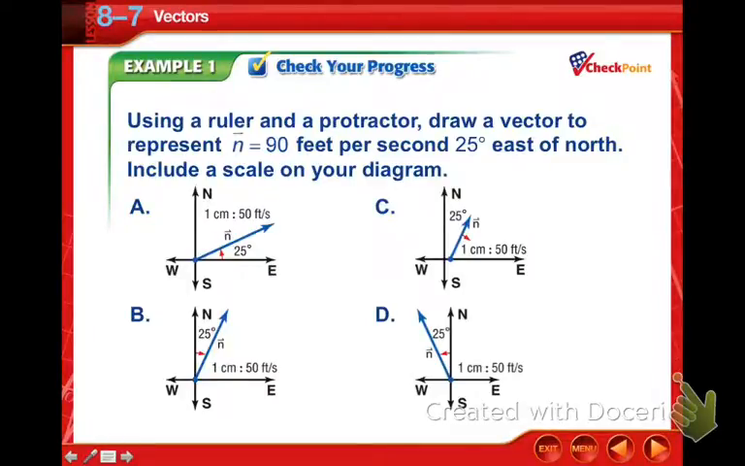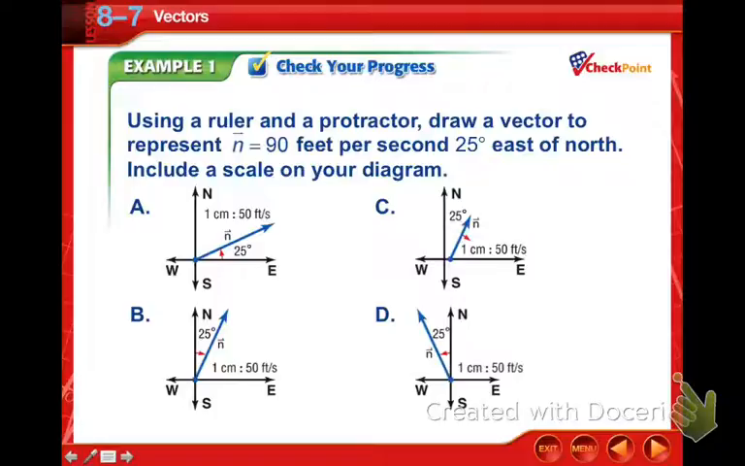I don't know if you guys know what vectors are numerically speaking, but distance, velocity, acceleration, force, all of these things are types of vectors. They all have magnitude, they all have direction. That's why those are vocab words. Vectors have to have those two things, magnitude and direction. So our magnitude here would be the 90 feet per second. The direction would be the 25 degrees east of north. So those are the two things we know about the vector.